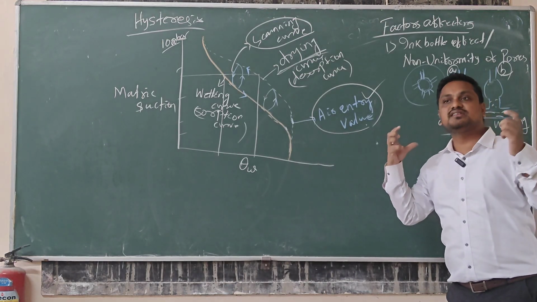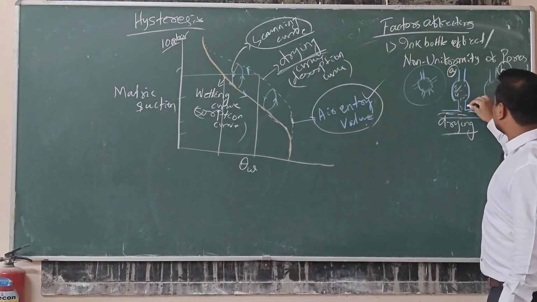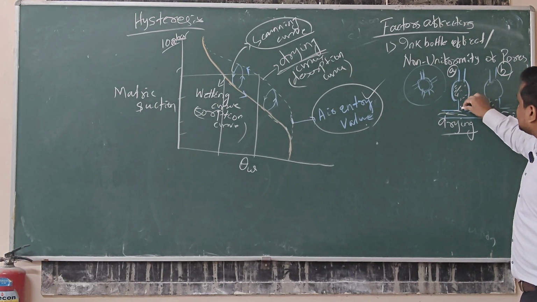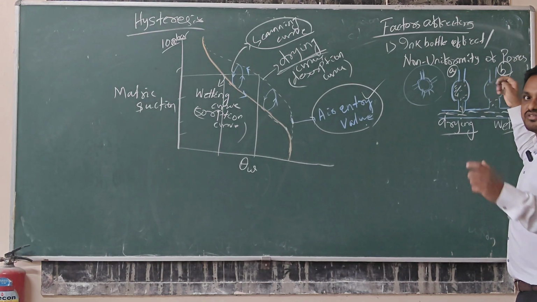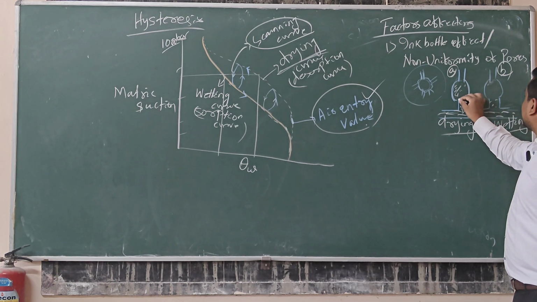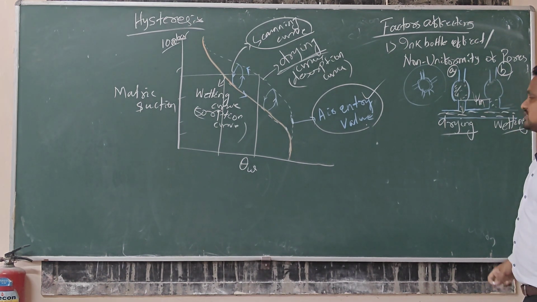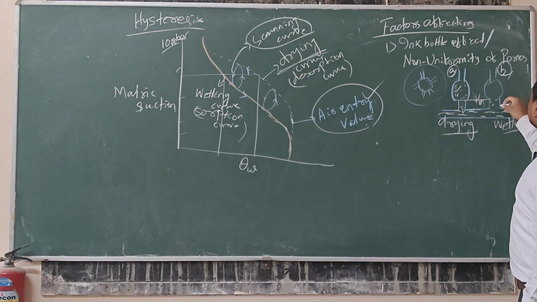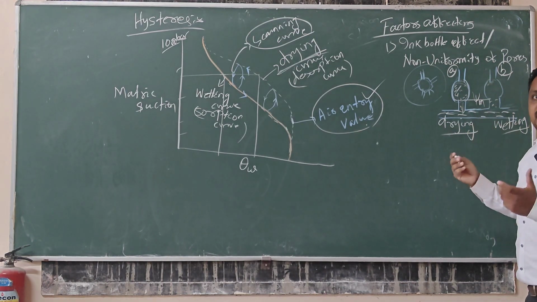If earlier the soil is saturated and we are applying some suction, what will happen? The water will be removed from this portion, first from the neck, then from the body. So this is earlier saturated, so this will take more time. At a particular matric suction, or potential, you can see the water is already in the body.